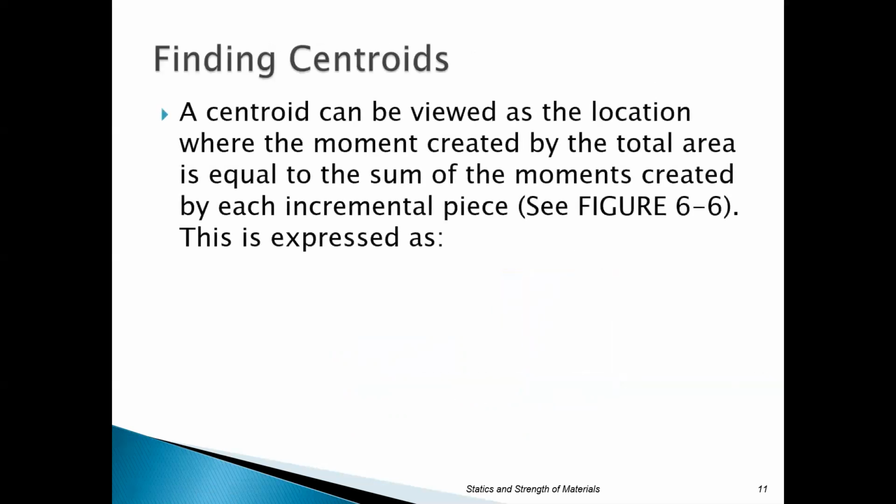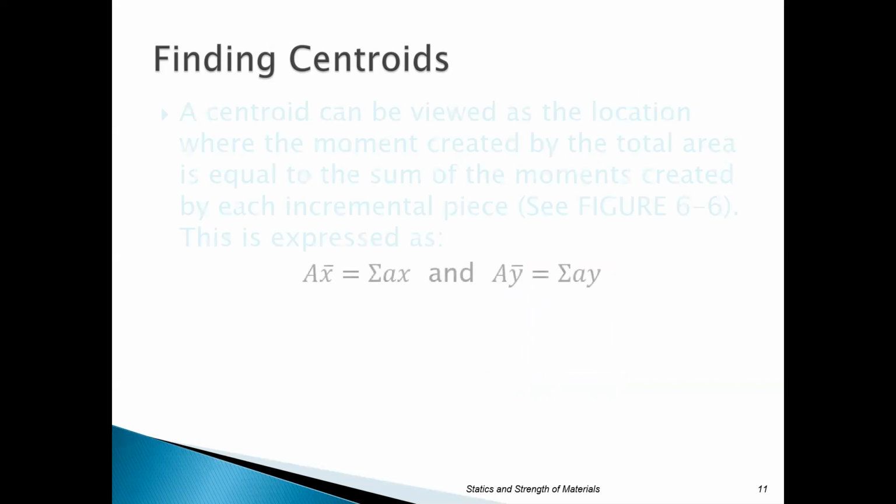So basically, you can think of a centroid as the location where a moment created by a total area is equal to the sum of moments created by incremental pieces. And they express it like this: A, which is your total area, times your x bar, is going to be equal to the sum of the little incremental a's and x's, and A times y bar is equal to the sum of the incremental a's and y's.